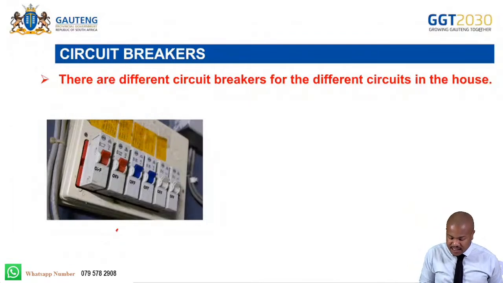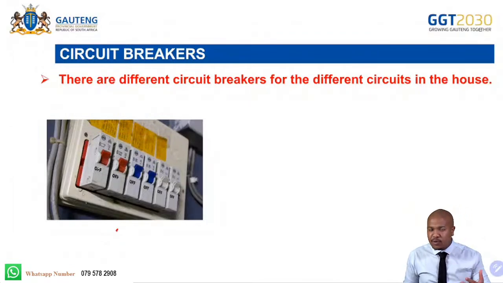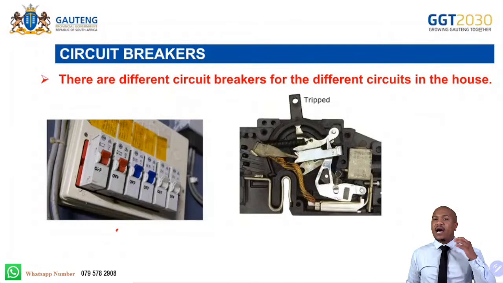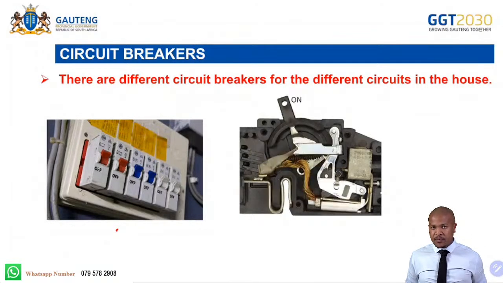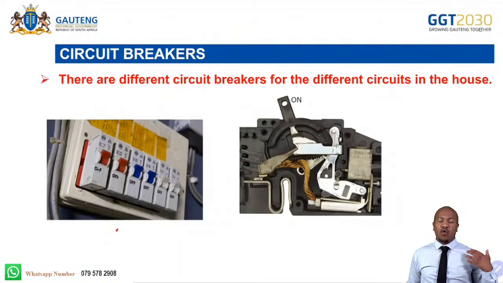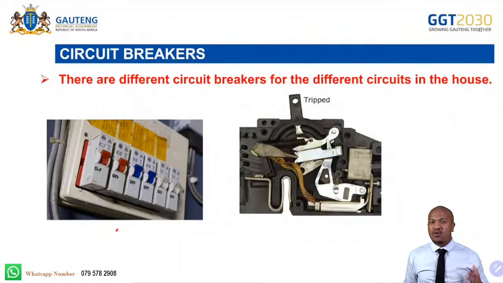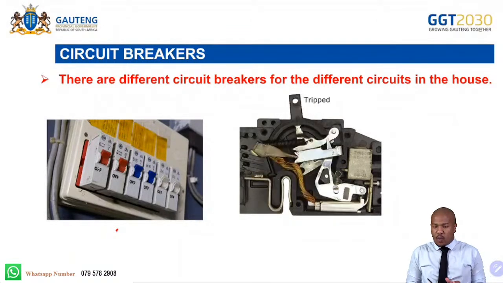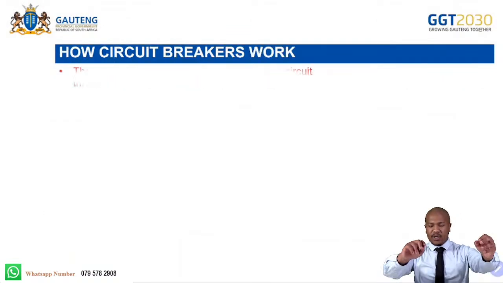These circuit breakers are the ones that will help to control the flow of electric charge entering the house. So what does it do? It trips when the current is too high, and you have to turn it back on to allow the flow of current to enter the house and certain appliances in the house. So how does this work?